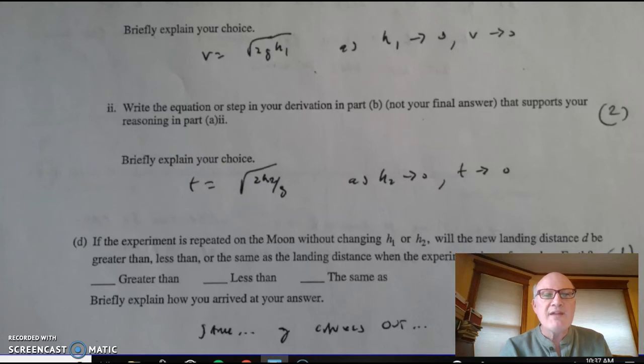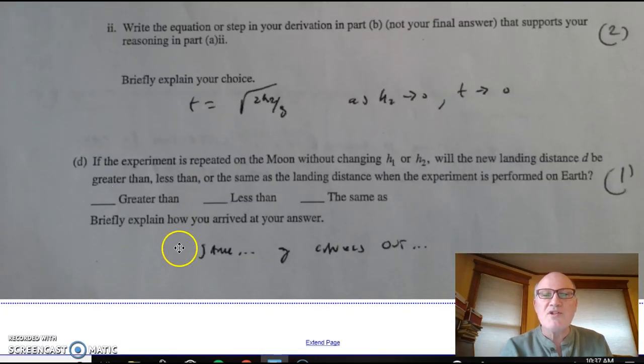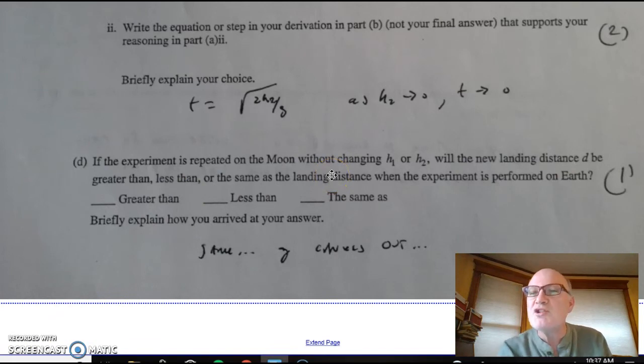Okay, last one, and we're done with question 2. If the experiment is repeated on the moon without changing h1 or h2, will the new landing distance be greater than, less than, or the same as when the experiment is performed on the Earth? Now, I'm kind of banking on the idea that you think that you understand that the moon has a lower acceleration due to gravity, and that might influence your thinking.